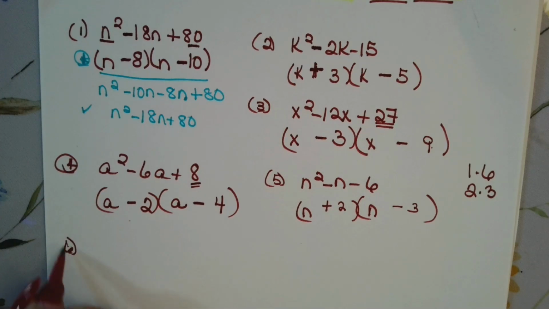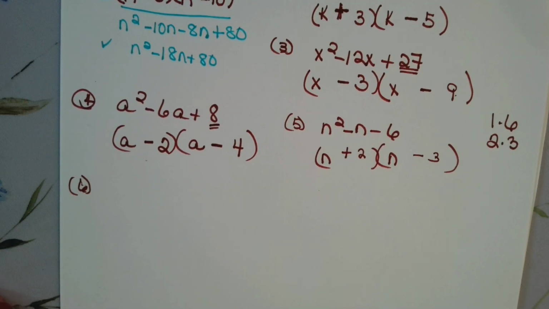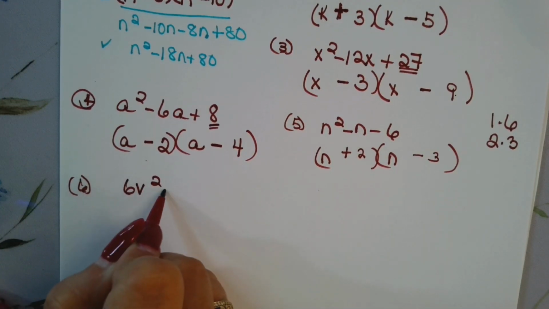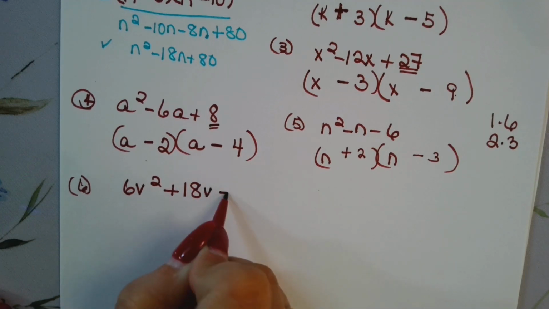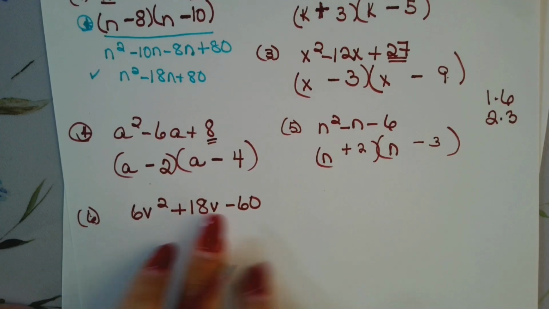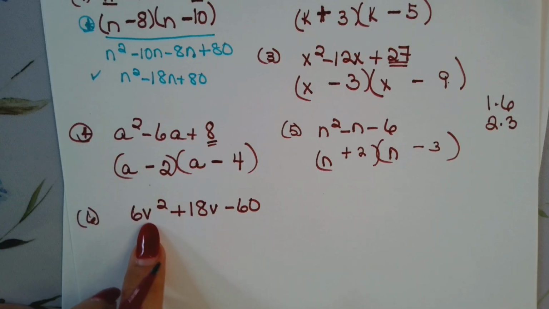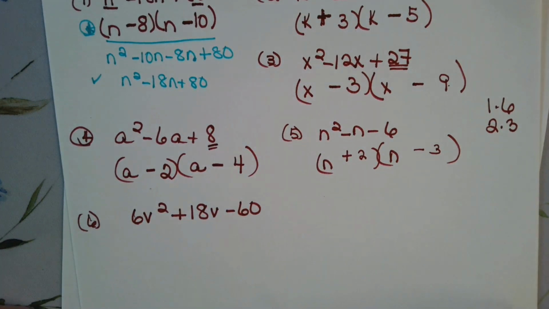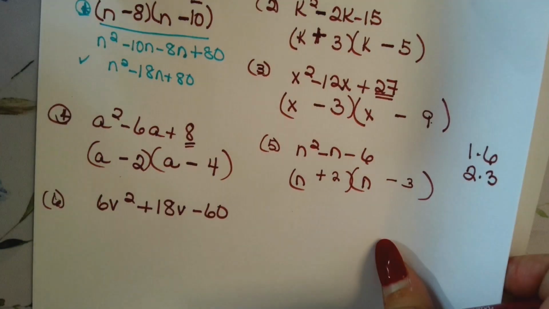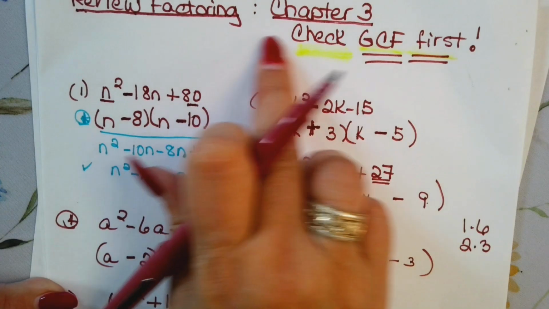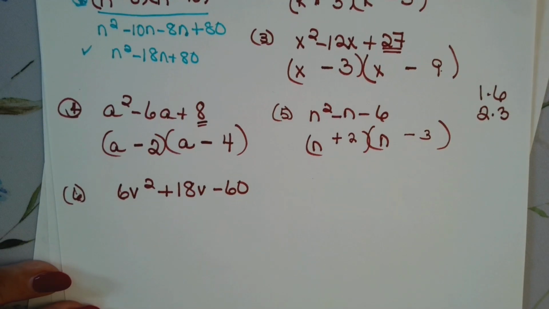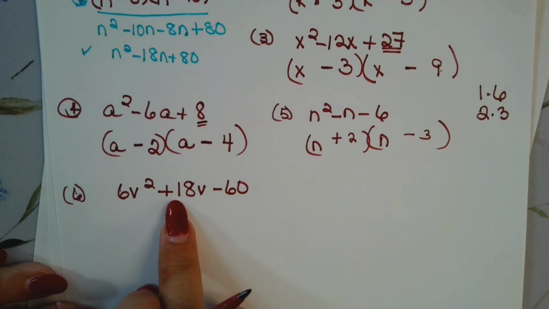Let's take a look at number 6. For number 6, we have 6v squared plus 18v minus 60. Now, if you notice, this is the first time that the coefficient, our leading coefficient up here, is not a 1. Here it's 1, 1, 1, and so on. So it's super important that you check to see if there is a greatest common factor. Remember I told you that that was really important? We really didn't have any here, so that's why I didn't mention it. But now we do have a greatest common factor.